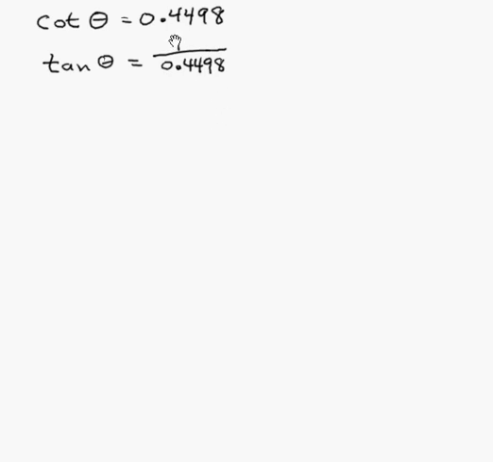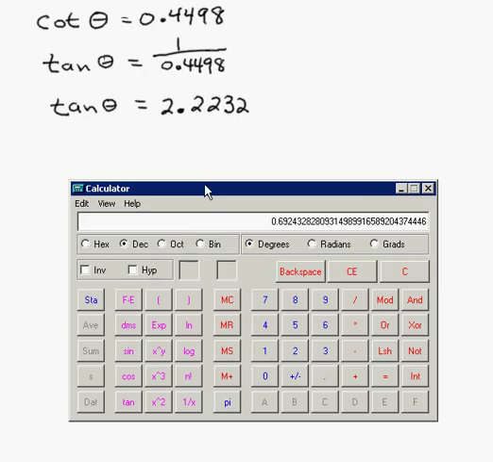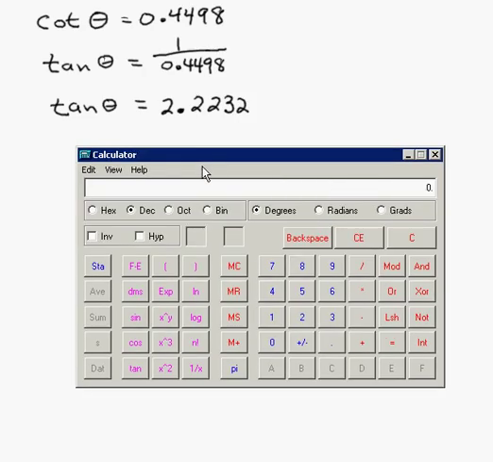All right, so let me take my calculator. 1 divided by 0.4498. That's 2.2232. And now we're ready for the inverse tangent, and I'm going to use this little calculator on the computer. So I'm going to type 2.2232. And on the computer's calculator, there's a little inverse box that you check first.